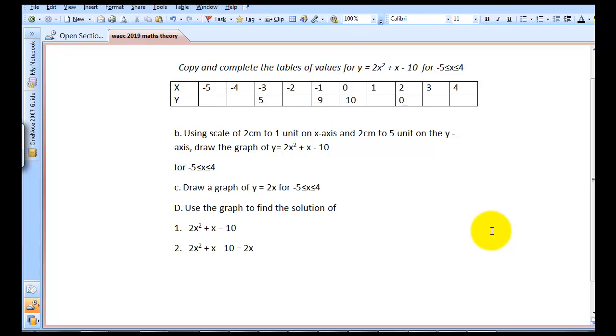In this video, I'm going to be teaching you how to answer the WAEC past question on graph. Now, you all know that graph is an every year question. Therefore, you're going to be attempting it this year. So, I'm going to walk you through the steps of plotting a graph and completing the tables of values, and also finding the solutions to the graph equations.